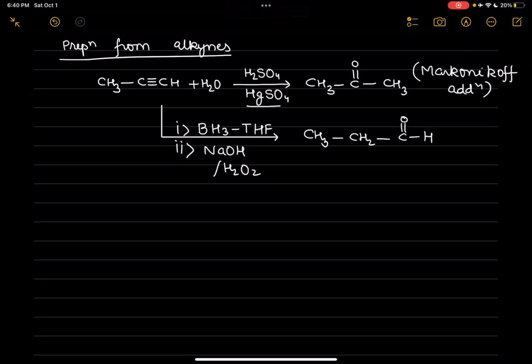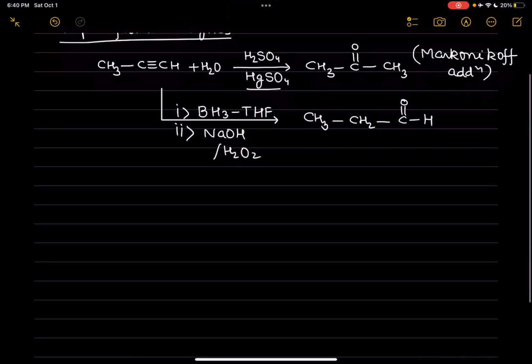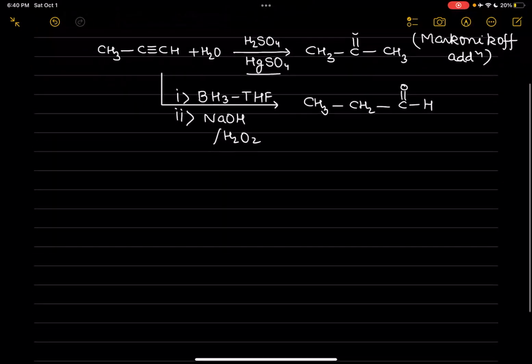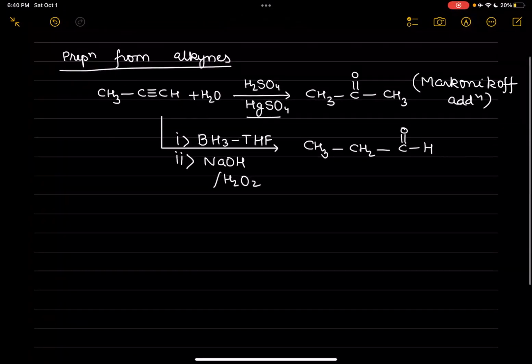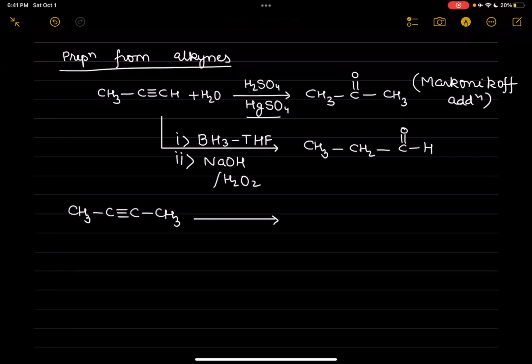But this facility you are going to avail only for the terminal alkynes. I hope that is clear. Is it going to give a different product if you do the Markovnikov and anti-Markovnikov addition of water?